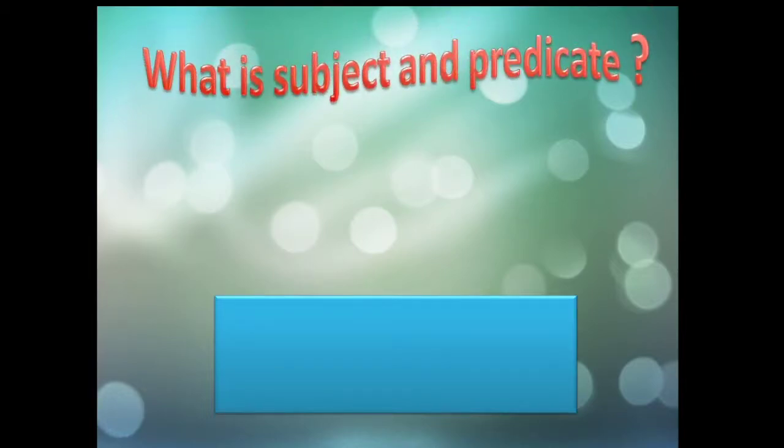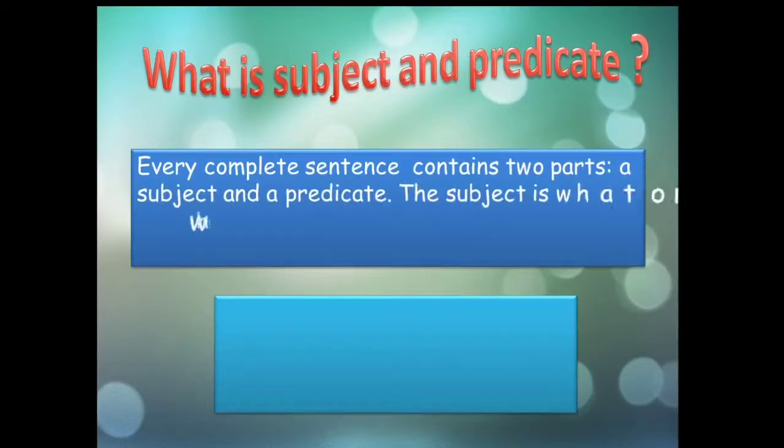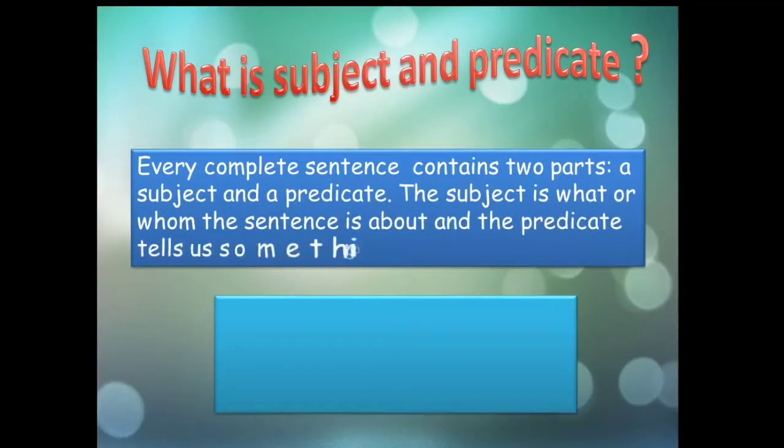Now what is subject and predicate? Every complete sentence contains two parts, that is, a subject and a predicate. The subject is what or whom the sentence is about, and the predicate tells us something about that subject. For example, a complete sentence: Sharon was running on the street. This sentence has two parts, subject and predicate in it. The subject is what or whom the sentence is about.